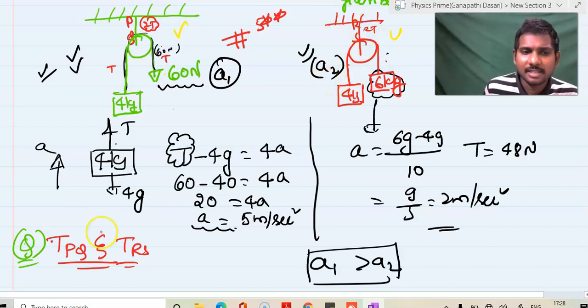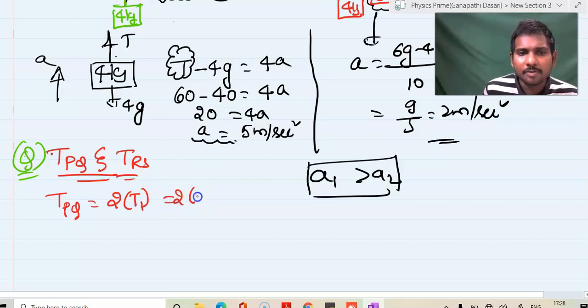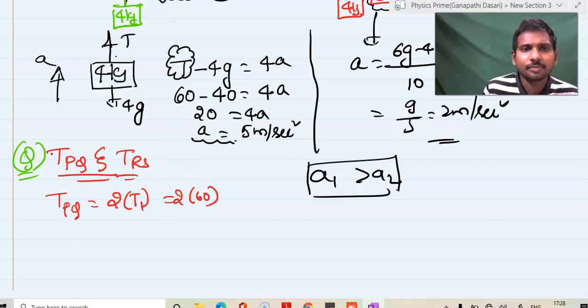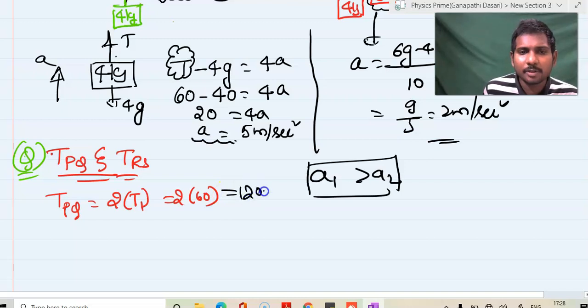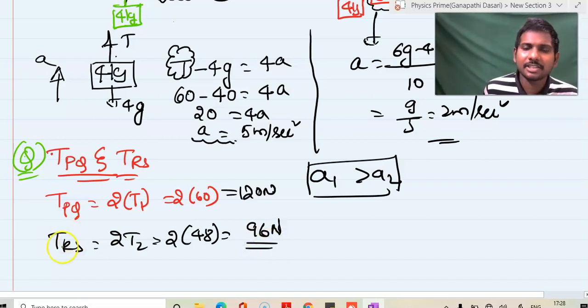So the TPQ will be 2 times of 60 newtons. Tension in PQ will be 2 times of T1, that is 2 times of 60 newtons, which is 120 newtons. In the same way, TRS, that is 2T2, that is 2 times of 48 newtons, that is 96 Newton is the tension in RS.